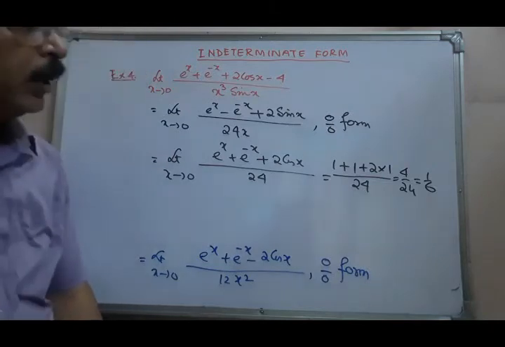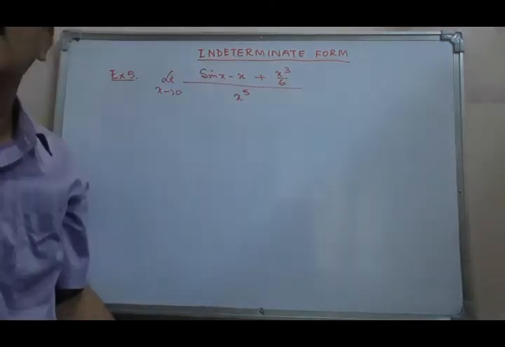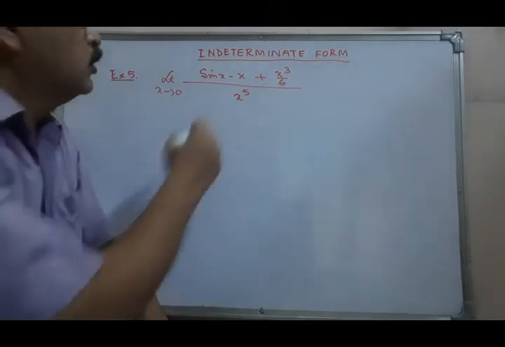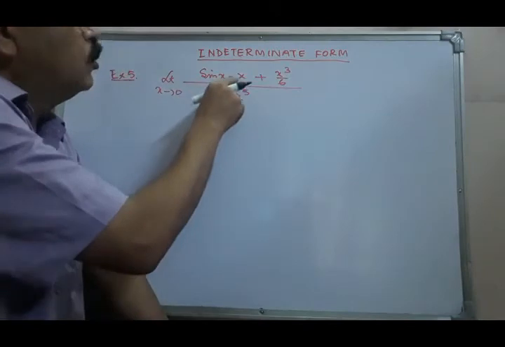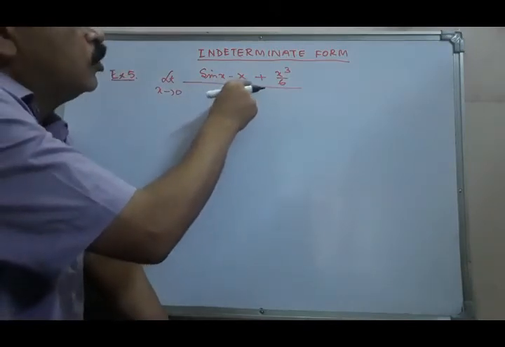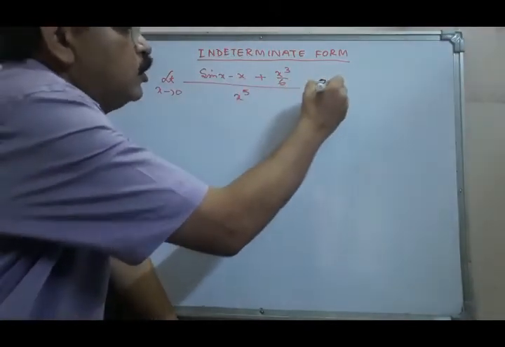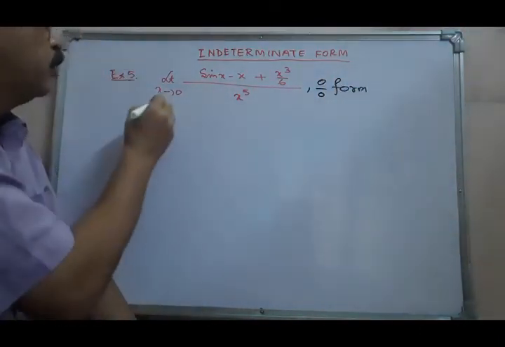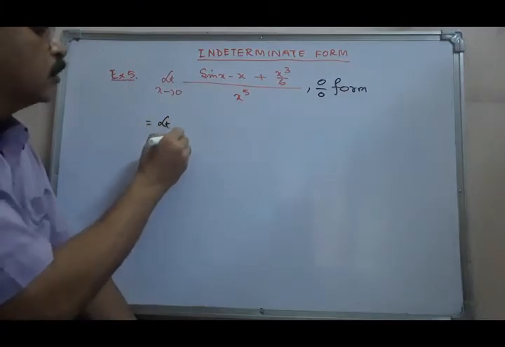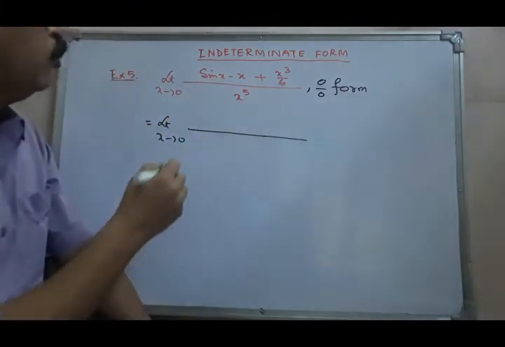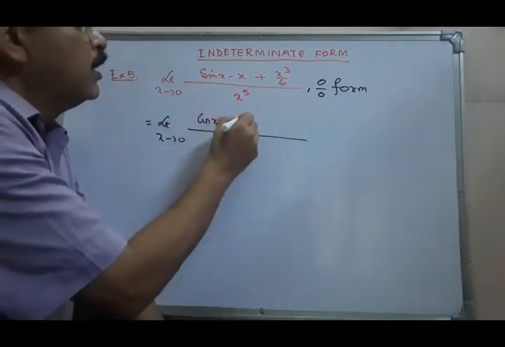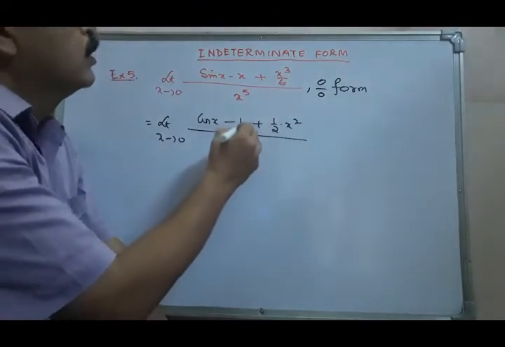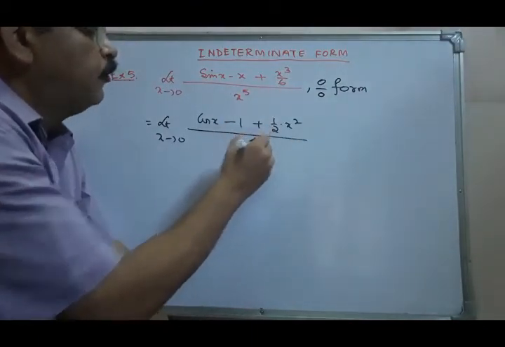Now we are going to example number 5. In example 5, let us check whether it is coming 0 by 0 form or not. So sin 0 is 0, minus x also 0. So 0 minus 0 plus 0 divided by 0. So it is coming 0 by 0 form. It means we are going to apply L'Hospital rule. So therefore limit x tending to 0, derivative of the numerator which is cos x minus 1 plus x^2/2, divided by 5x^4.